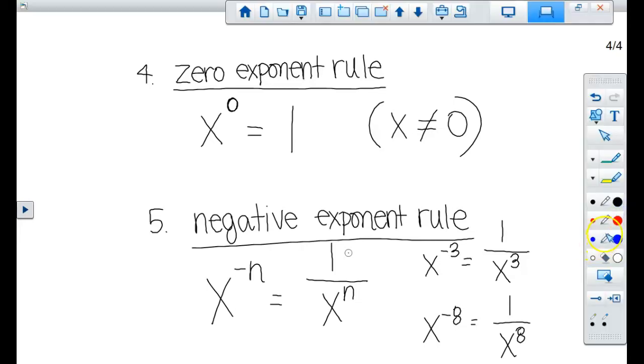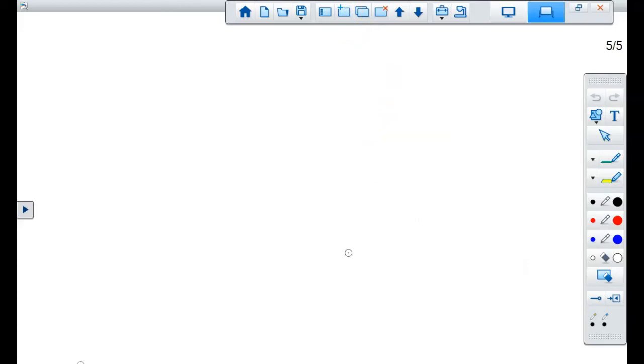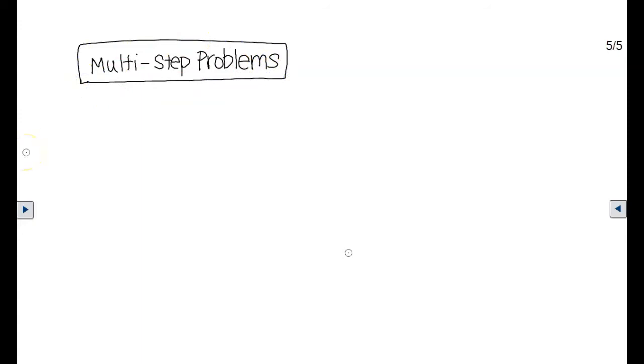So, you have now all 5 of the rules for exponents. And so now what we want to do is look at some problems that are multi-step problems. So what that means is they may not be as short and sweet as a lot of the examples that we've looked at so far. You may have to use more than one of these exponent laws to get your answers.